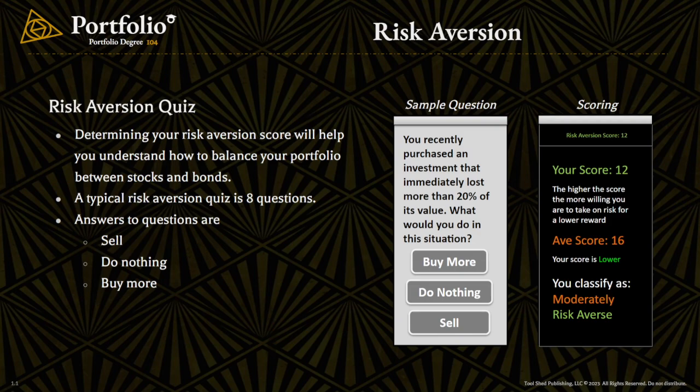Well, the risky thing to do is to buy more. The moderate thing to do is nothing. Or if you're really risk averse, you'll choose to sell and walk away. So those are the types of scenarios that are presented throughout the quiz.